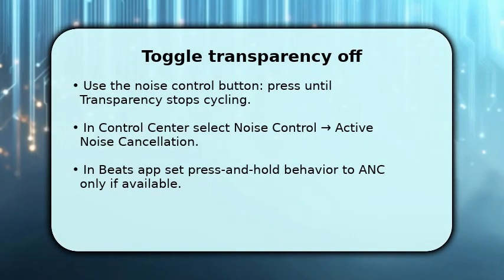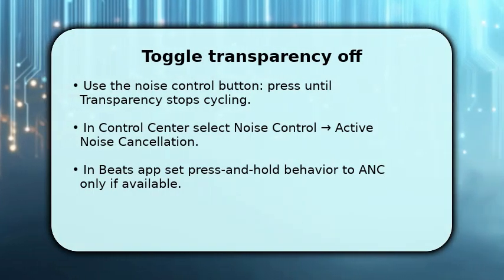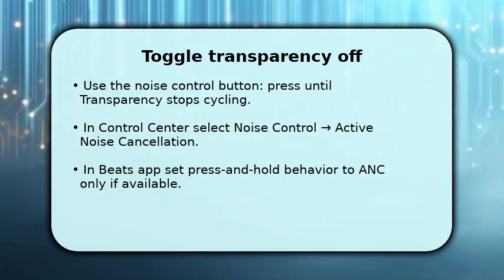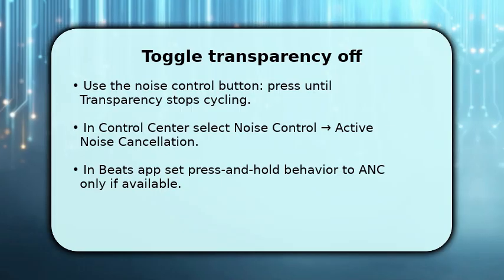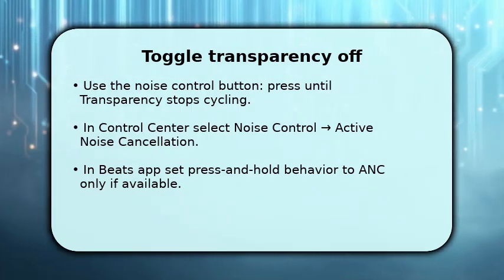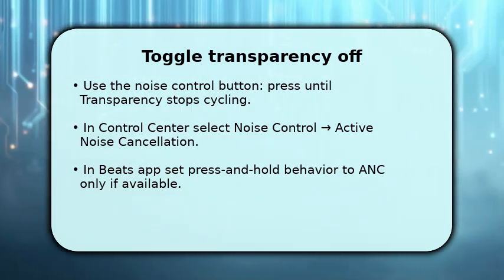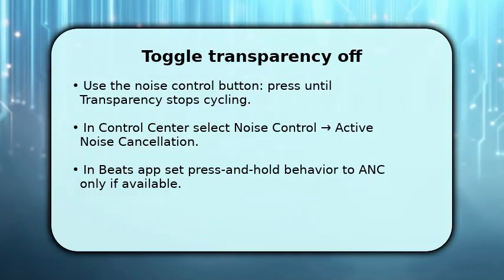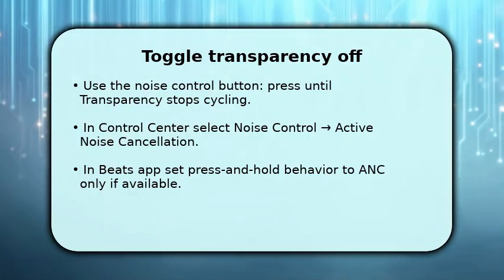You'll now execute the core steps. Press the noise control button on the right ear cup repeatedly or press and hold to cycle modes. Stop when active noise cancellation is selected to effectively turn transparency off. If you're on iPhone, open Control Center, long press the volume control, tap noise control, and choose active noise cancellation.